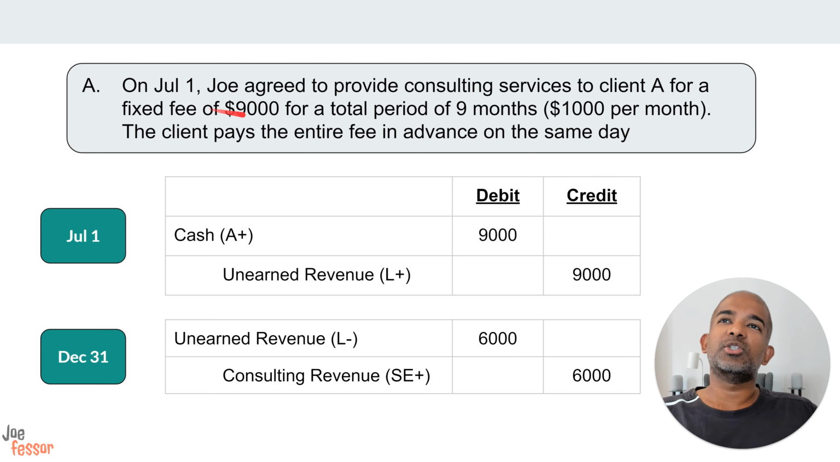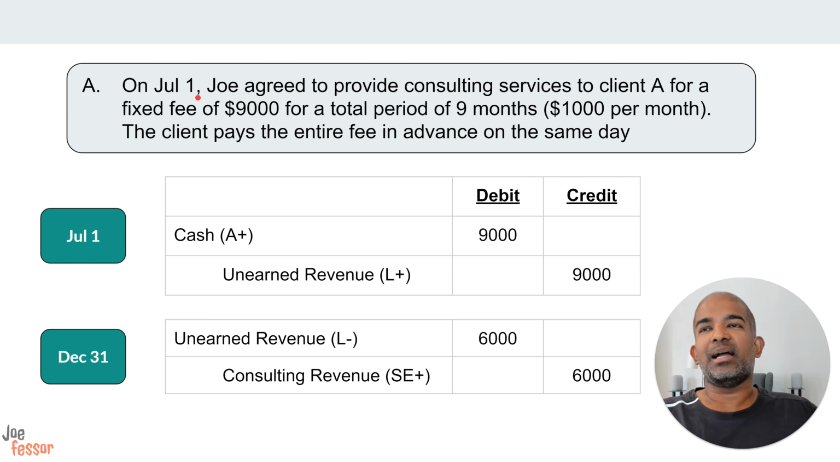Let's look at what's happening on the 1st of July. Joe agreed to provide consulting services to the client. The client pays the entire fee in advance on the same day, so Joe is receiving cash of $9,000 from the client. The cash account is being debited. But the revenue hasn't been earned yet; it would be earned over the next 9 months. So there is an unearned revenue of $9,000. That revenue has not been earned yet and hence it's a liability. Why is it a liability? Because if Joe is not able to provide these services later on, he might have to return this cash. Let's see if there is an adjustment entry to be made on the 31st of December.